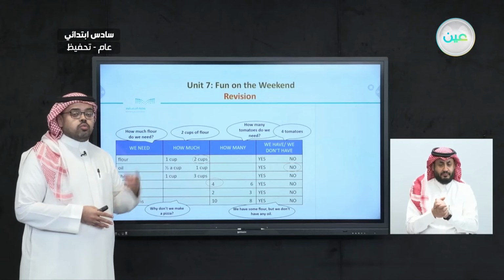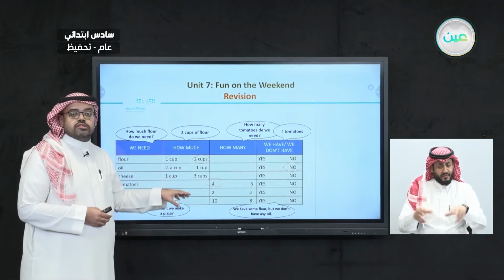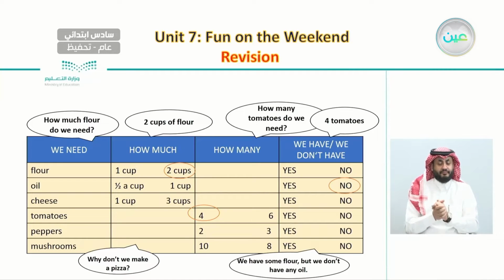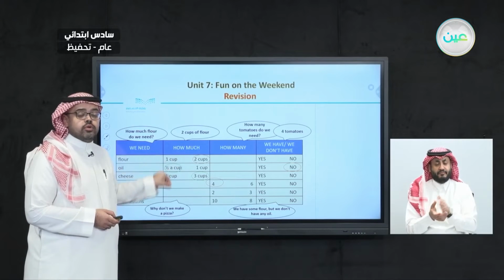So what we did is that we listened twice, and after this we helped to finish or continue this table with the required answers. The content of this table was about what they have when we listen. It is written here, what do they need. They said that they need flour, oil, cheese, tomatoes, peppers, and mushrooms. And how much do they need? They said that they needed 2 cups of flour and half a cup of oil and 3 cups of cheese. And we did hear this information and we did circle them.